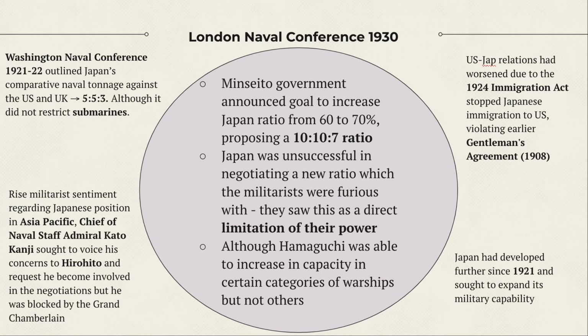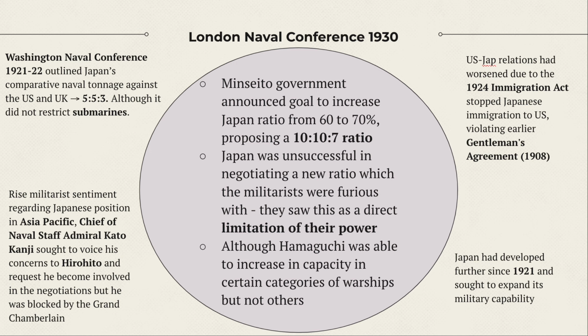So we first open the 1930s with the London Naval Conference. Around the outside of that circle, you can see the context which is shaping what is happening in the London Naval Conference. So if you remember from our earlier tutorials, we looked at the Washington Naval Conference. This stipulates that Japan's comparative naval tonnage should be 5:5:3, with Japan getting the 3. UK should have 5, US should have 5, but it did not restrict submarines.